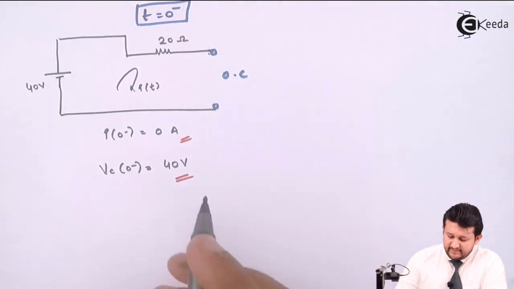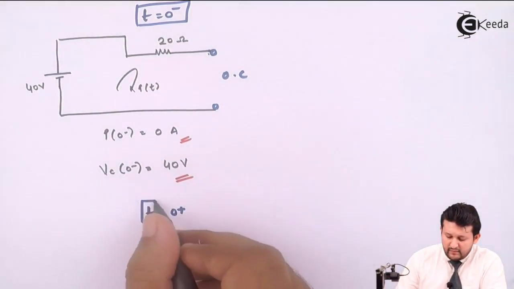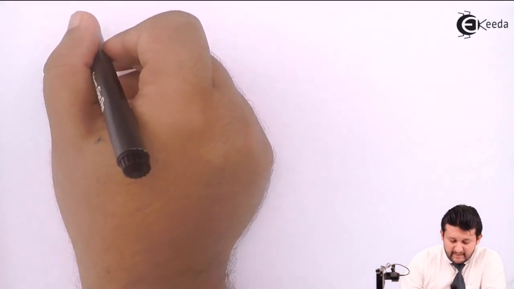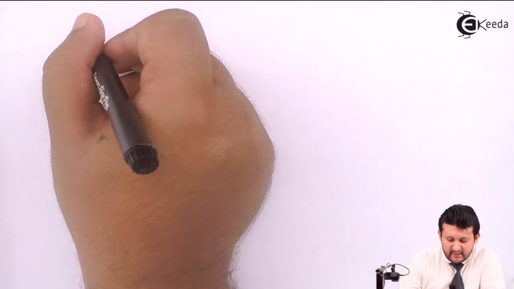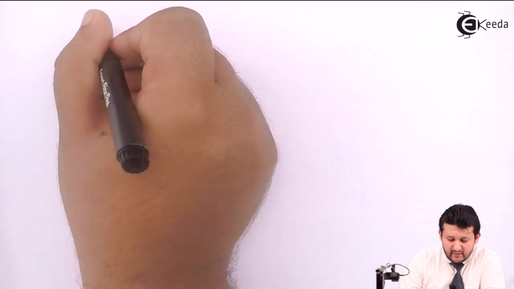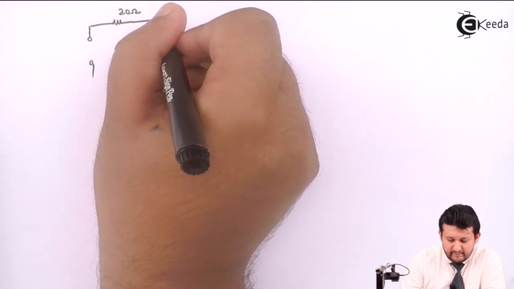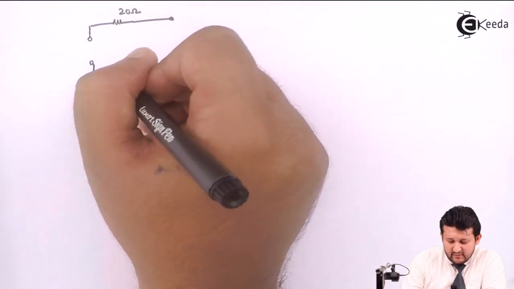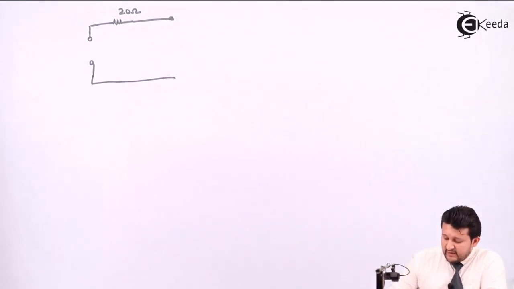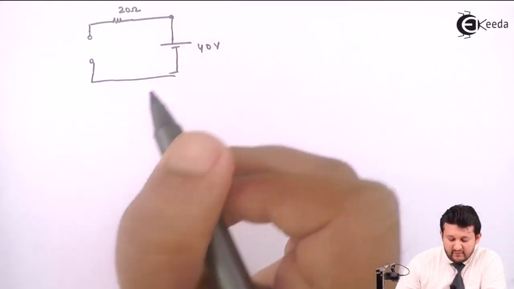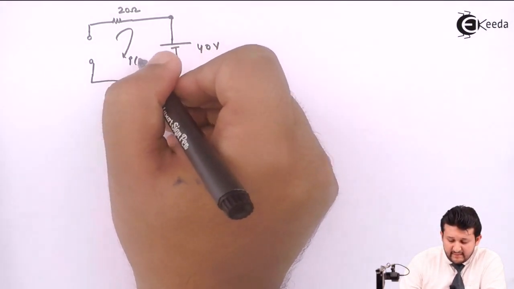So let's go for the second condition, at t equal to 0 plus. Let's draw the circuit for the same. At t equal to 0 plus condition, you have an inductor. An inductor initially will oppose the current. And you have a resistance, and you have a capacitor. The capacitor was fully charged, so since it was steady state condition for the capacitor, you will be drawing the voltage source whose value you obtain as 40 volts. And you will be finding the current.